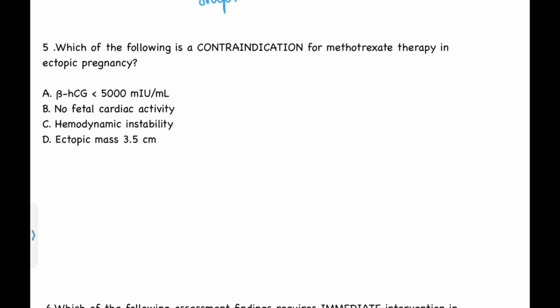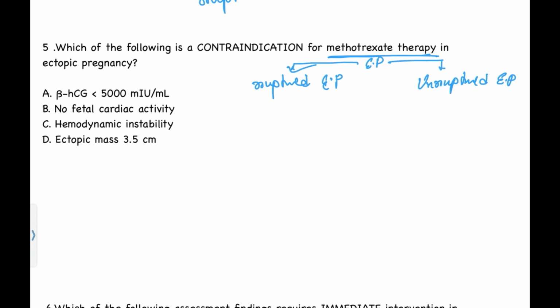Which of the following is a contraindication for methotrexate therapy in ectopic pregnancy? Now which one will be the contraindication for methotrexate therapy? Let's see how I eliminate the other options and take the correct option. Ectopic pregnancy can be of two types: ruptured and unruptured. I told you this earlier.